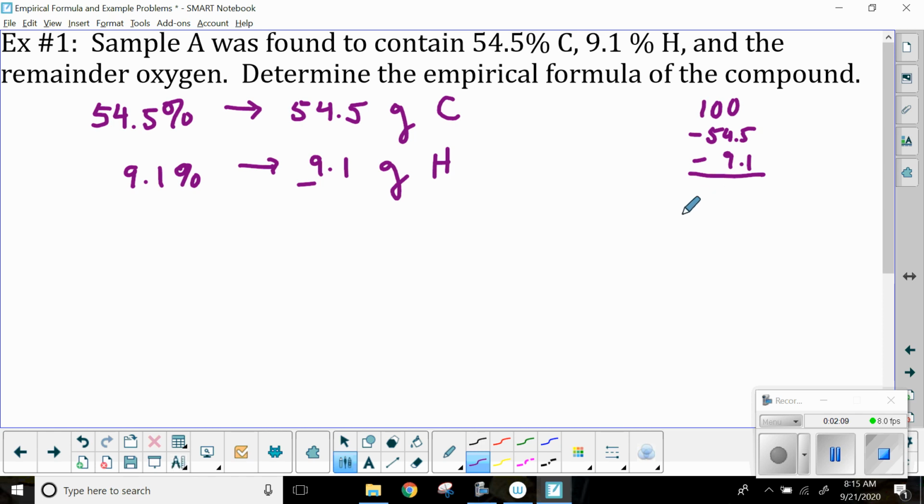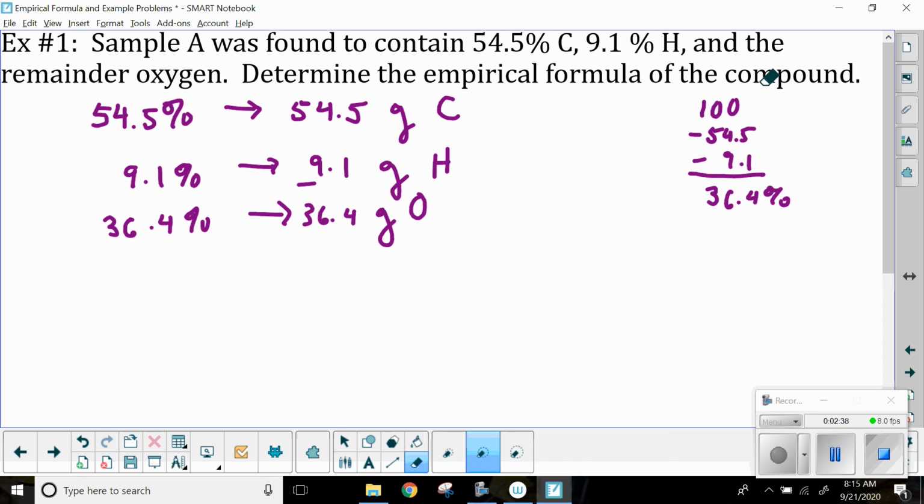Let me double check that. I think it is. 100 minus 54.5 minus 9.1, 36.4%. So if I have 36.4%, translating would be 36.4 grams of oxygen. Okay, percent to mass, first line of poem, boom, done.